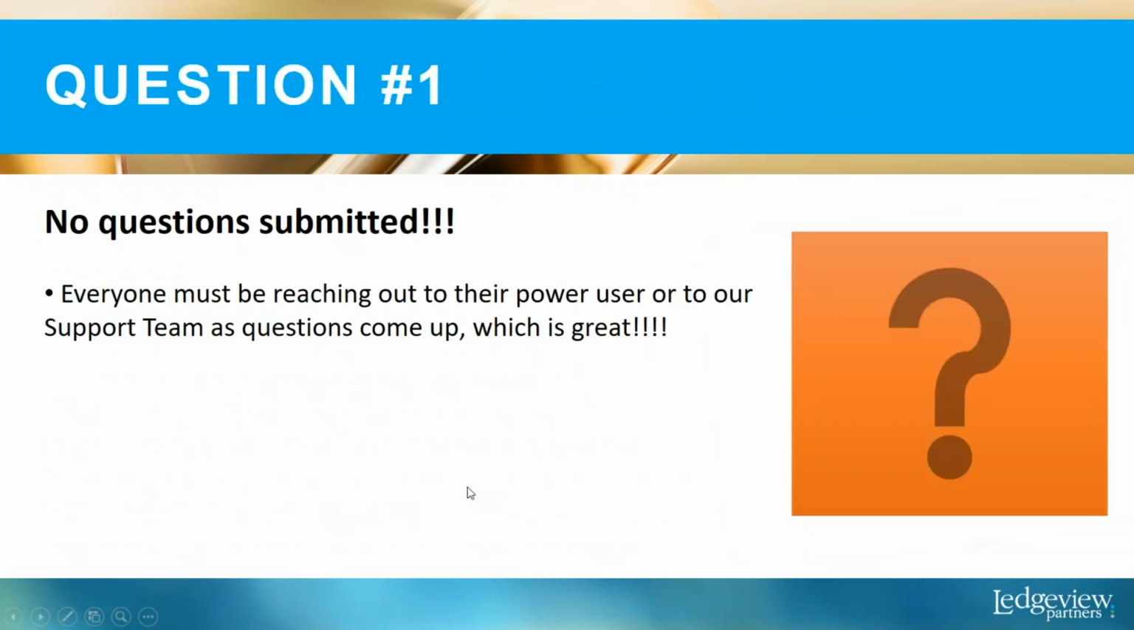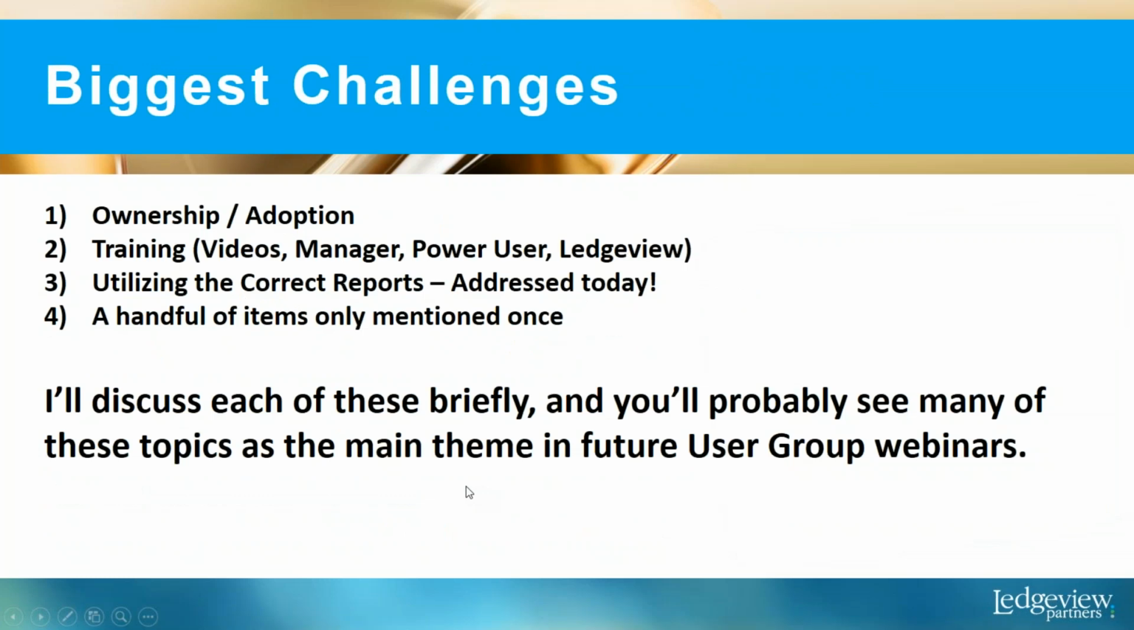All right, I mentioned this earlier, nobody submitted any questions, so I don't have to do anything there. Biggest challenges that were submitted. So ownership and adoption keeps coming up. We did a whole webinar on this back in July, but we're still hearing about it. So we're going to do more on this. We're creating more documentation to help with user adoption, some techniques that we see that are successful to make sure you're aware of them. So this topic is not going away on our end, so you'll probably be hearing more from us on user adoption.